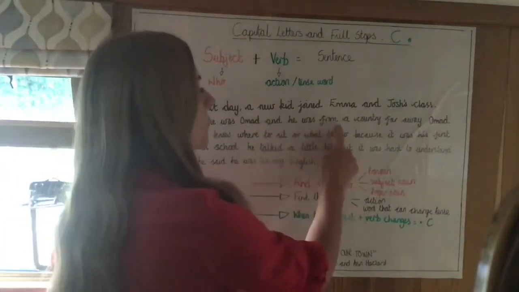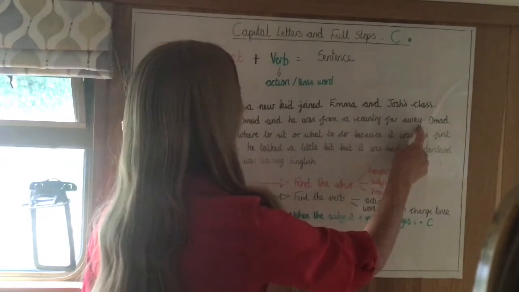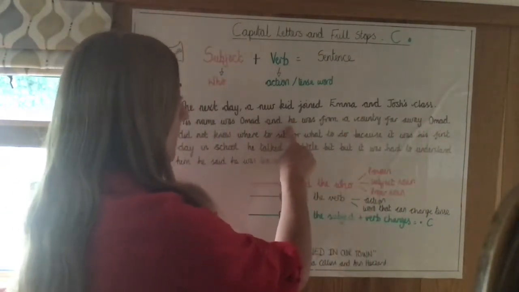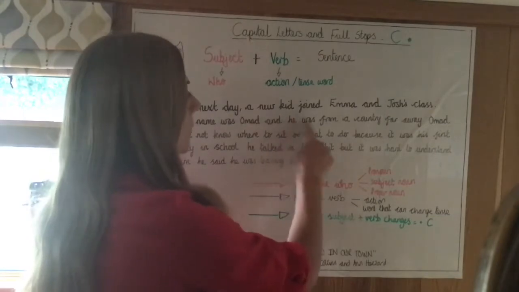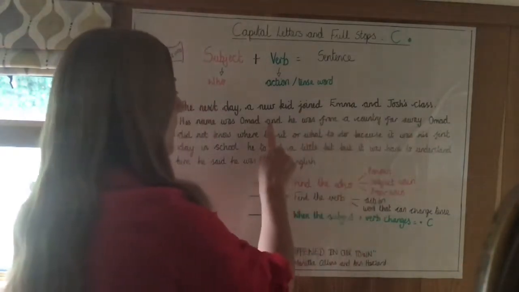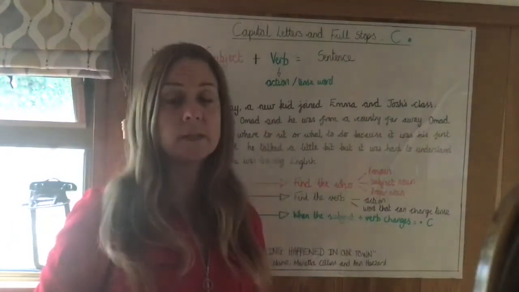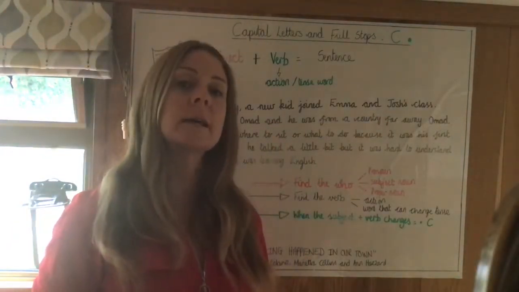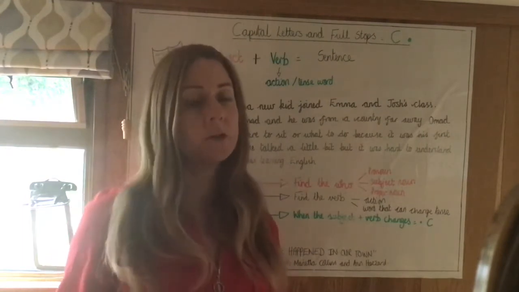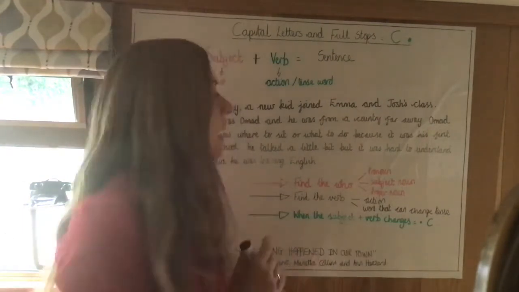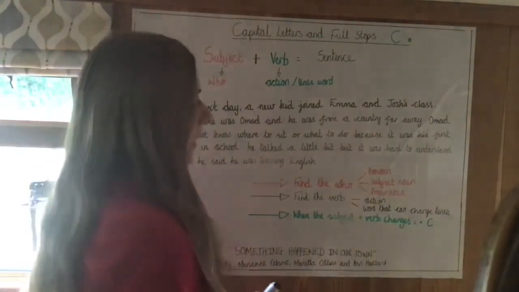And he was from a country far away. So here we've got another subject, he, because it's another pronoun. He was from a country far away, but they're being joined with the word and. And that is a type of sentence called a compound sentence. And means you don't need to use a full stop because you're joining two sentences together. But you do need to have a full stop here.